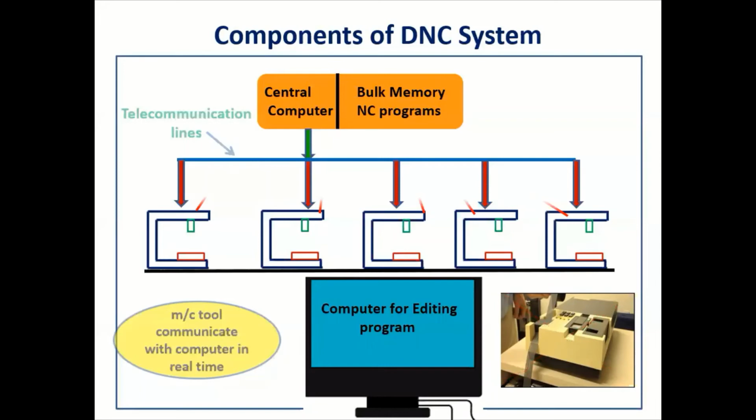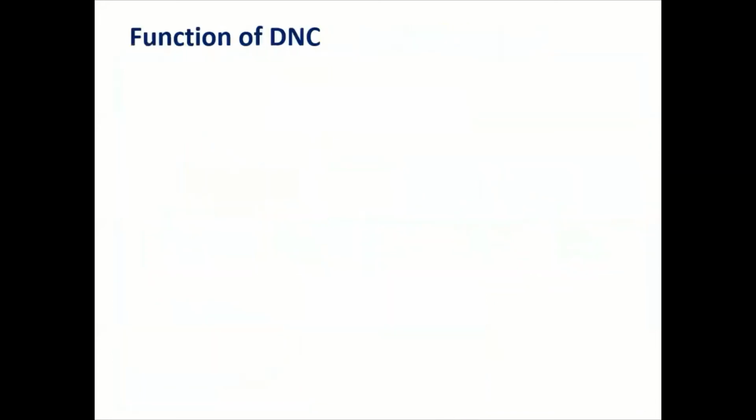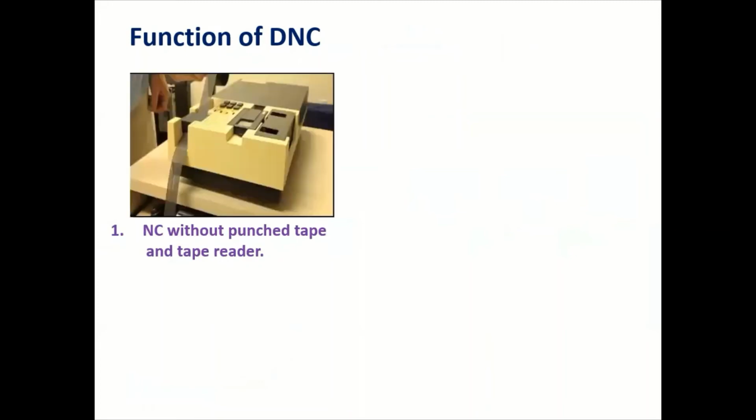So this is all about the components of DNC. Now the functions of DNC. There are basically five functions of DNC. First is NC without a punch tape and tape reader. We know that we are totally eliminating the punch tape and tape reader in the DNC machine.